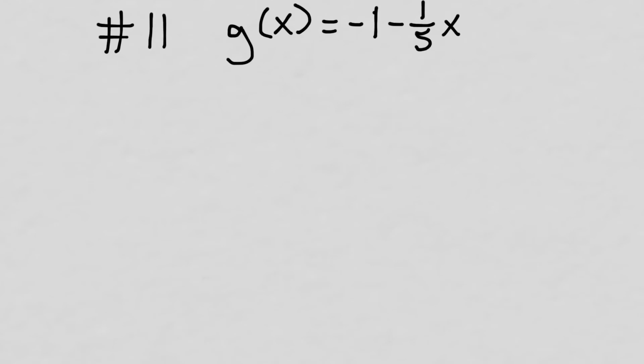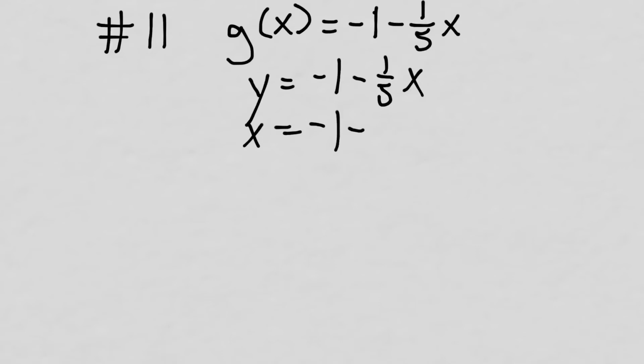Number 11, finding the inverse. Let's just get straight to it. y equals -1 minus 1/5 x. Switch the variables. x equals -1 minus 1/5 y. I want to do something about this -1. I'm going to add 1 to both sides. I end up with x + 1 equals -1/5 y.